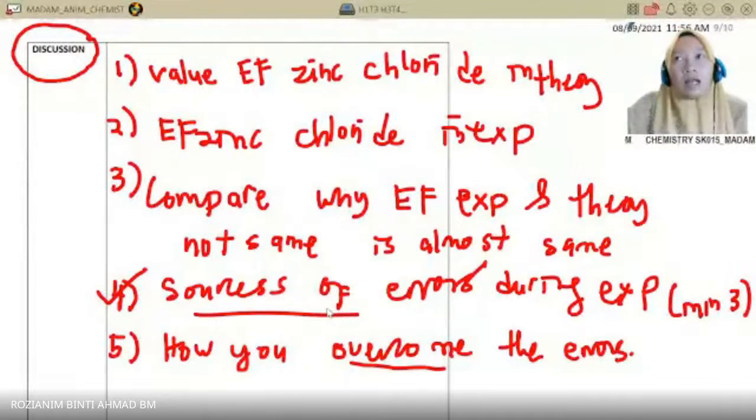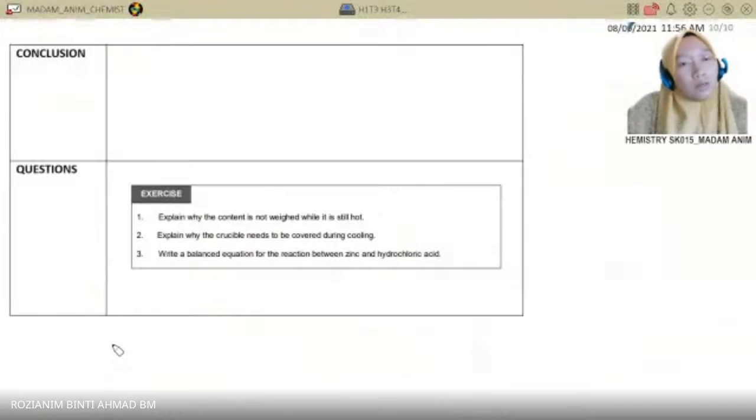Dia kata tadi, the zinc powder cannot dissolve. So how you to ensure zinc powder dissolve? So nak buat apa? Stir lah. Stir the mixtures to make sure the solution become homogeneous. Okay, saya harap you faham. Okay, tak apa, nanti during problem you can ask me.